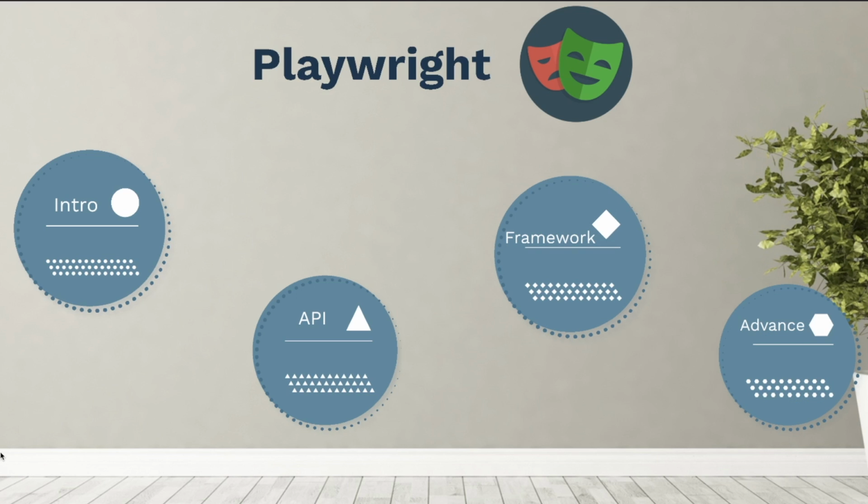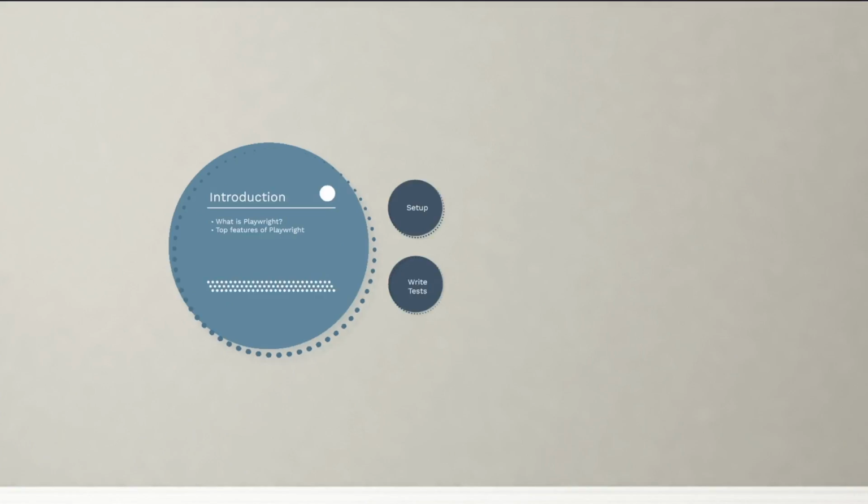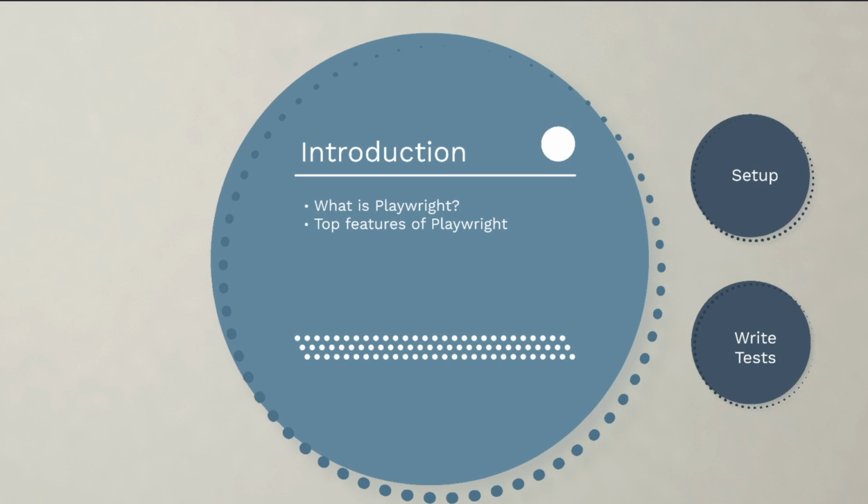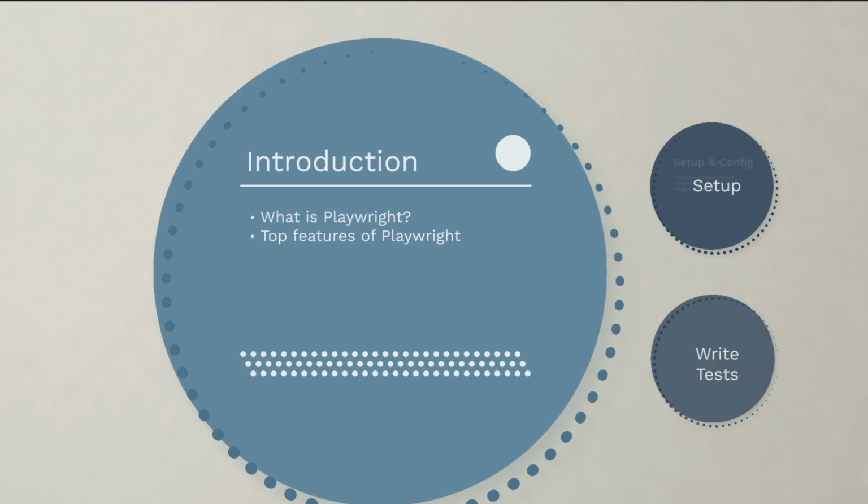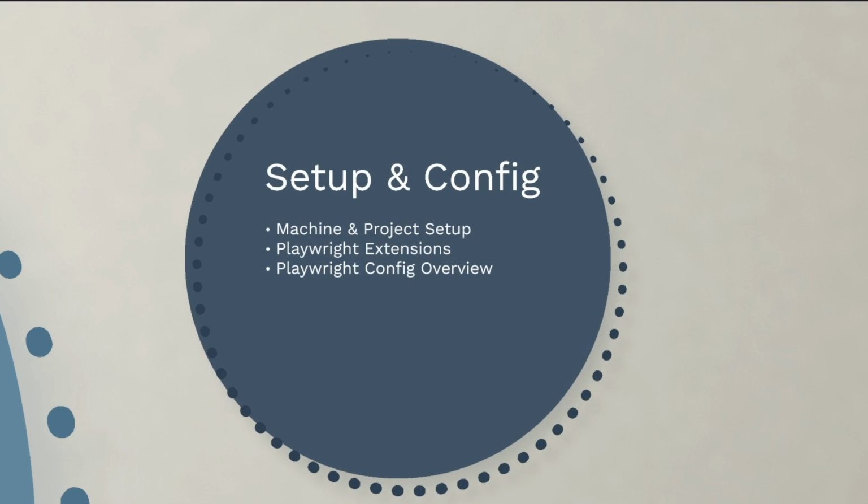So in this video, we will do a quick overview on everything we will be covering in this course. So we'll start with an introduction on Playwright. We're going to talk about what it is and what are some of the top features of Playwright. From there, we will move on to setting up and configuring our machine. We will do our basic machine and project setup. We will also install some VS Code extensions that are specifically for Playwright.